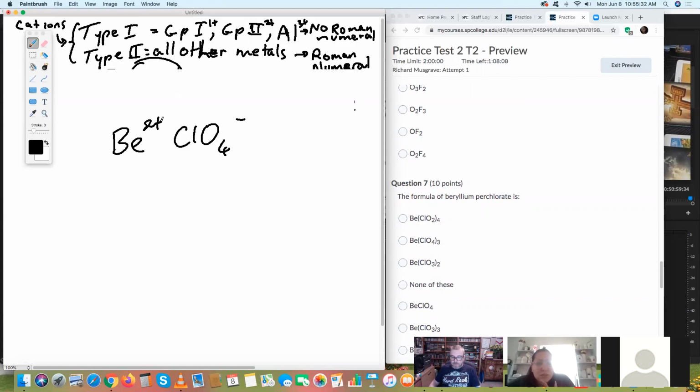You need to put it in parentheses. Okay, but how many do I need? You need to put 2. Right, so it will look like this. Be(ClO4), and I need 2 of them.